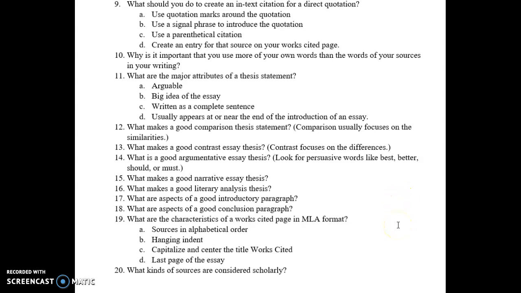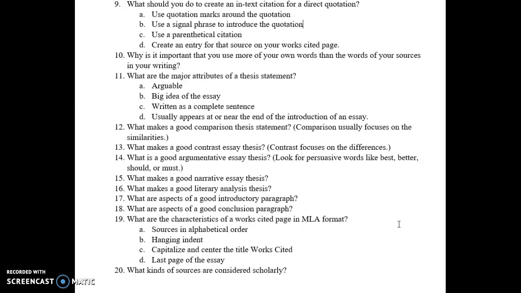Know the characteristics of a works cited page. For example, works cited sources should be in alphabetical order. You should use a hanging indent. You should capitalize and center the title works cited, and the works cited page should be the last page of your essay.